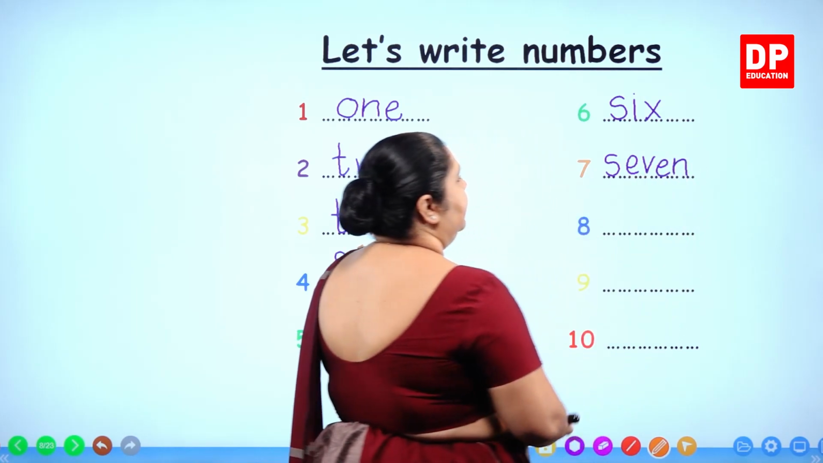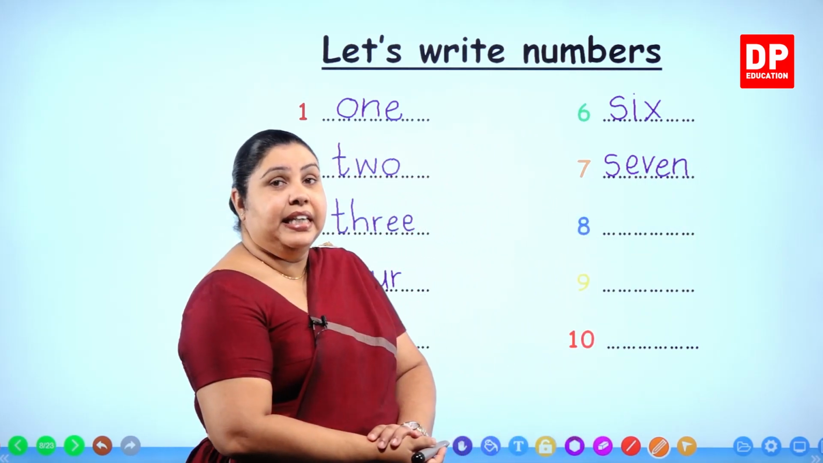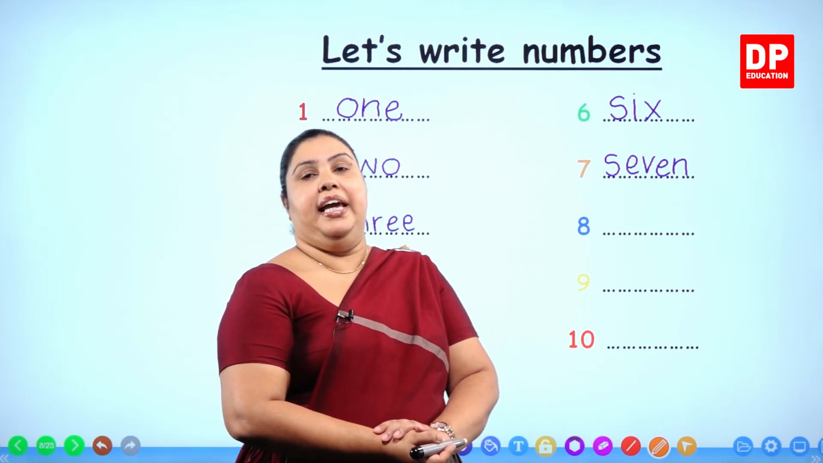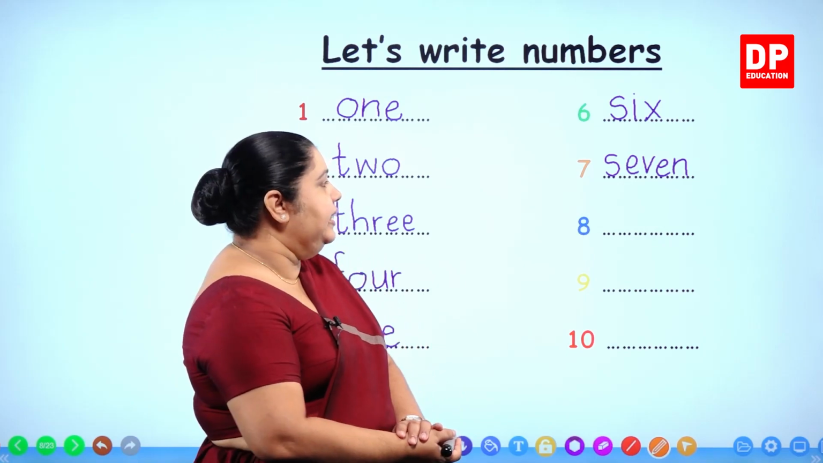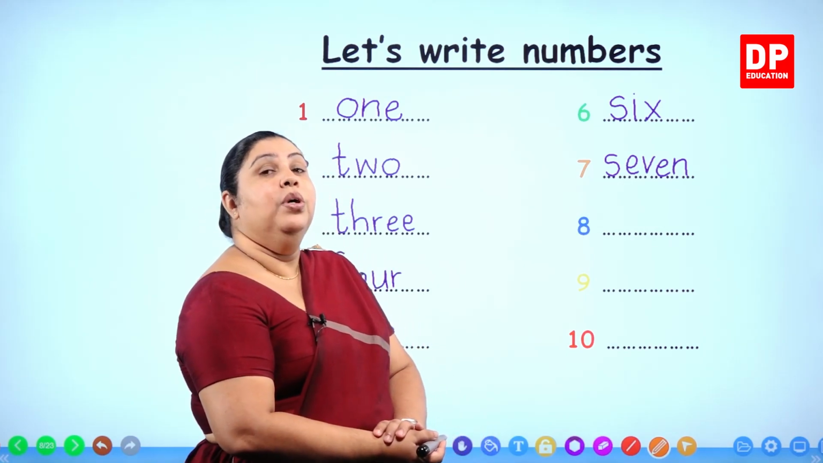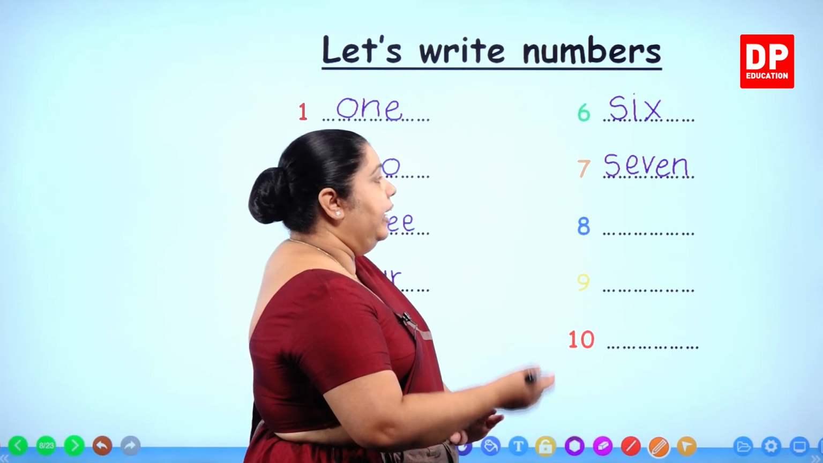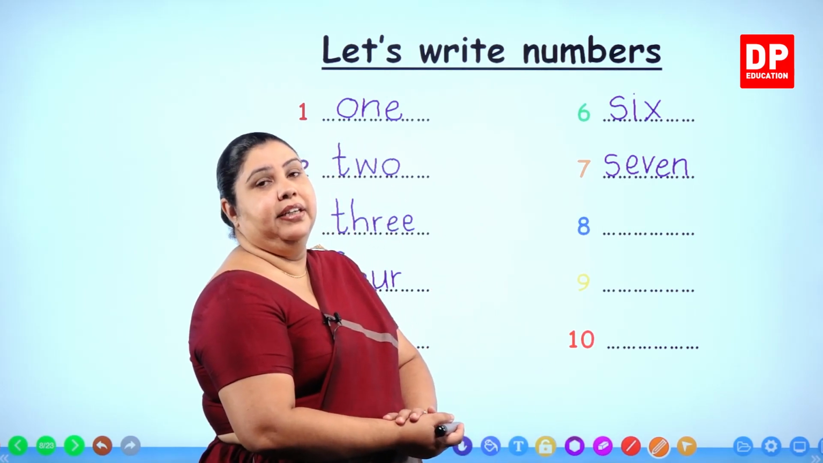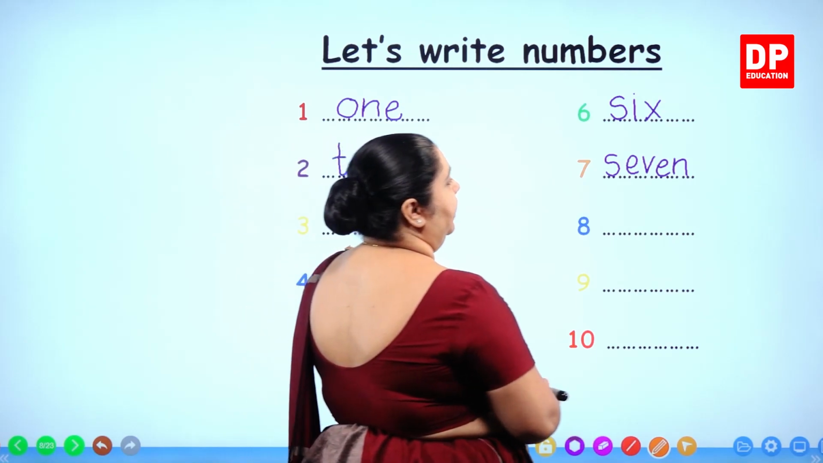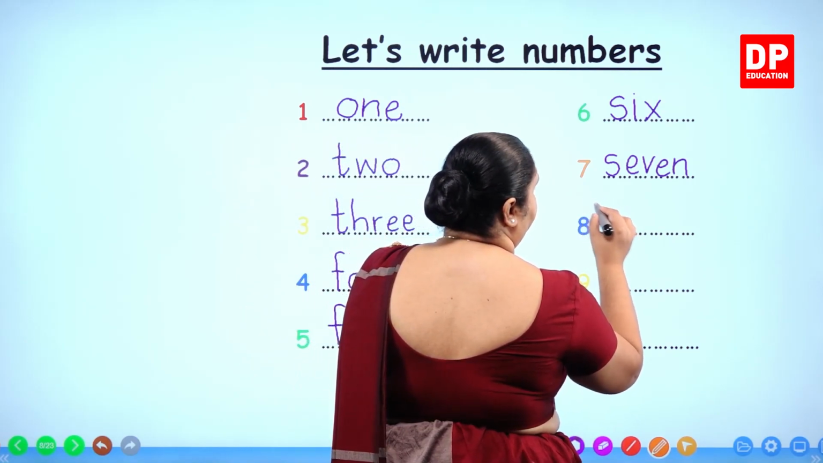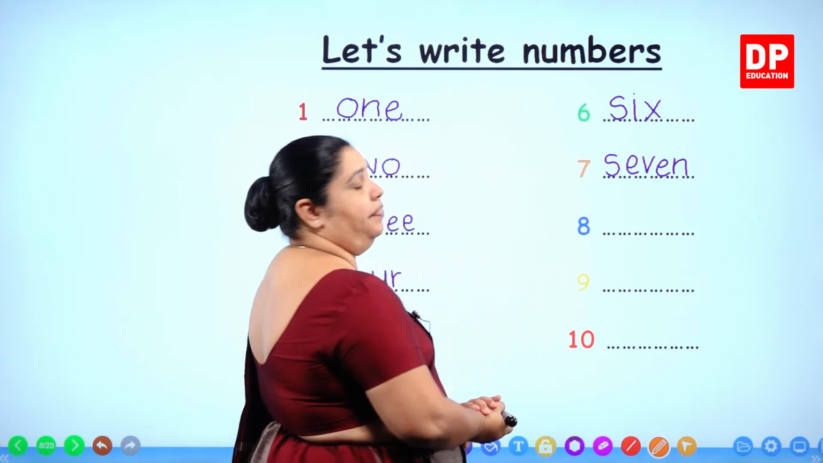Seven. 7. Seven. 7. Seven. You have to practice the spelling and then keep on practicing. Keep on writing and then you will be fluent with writing. Next one, number 8. 8 is a little difficult.